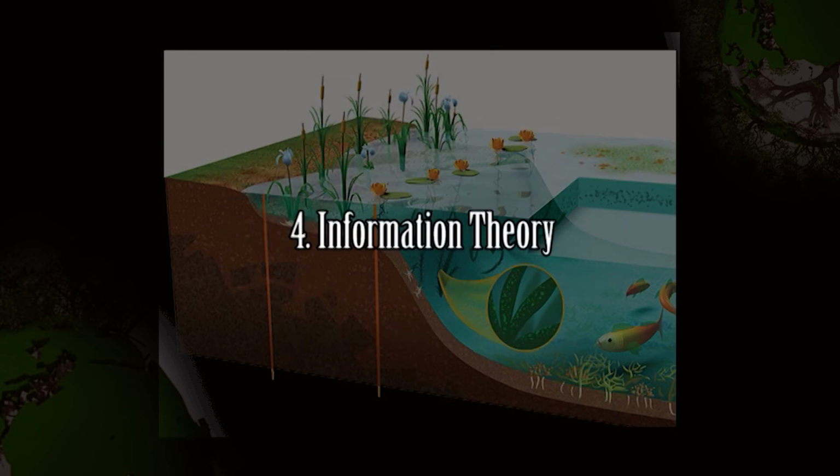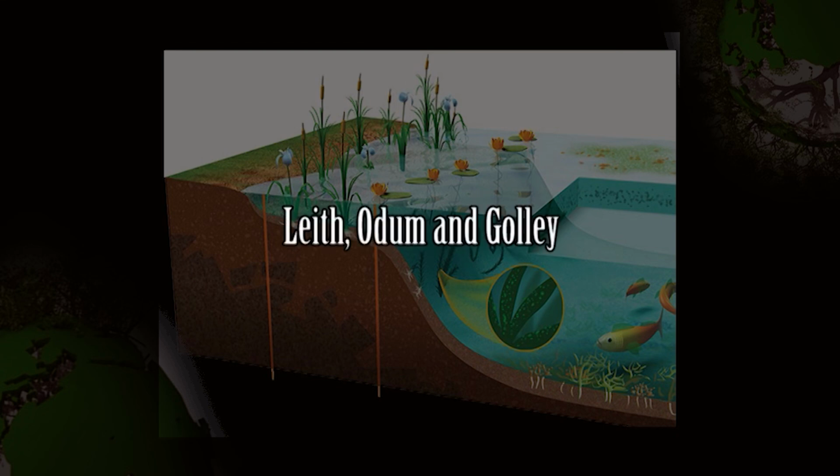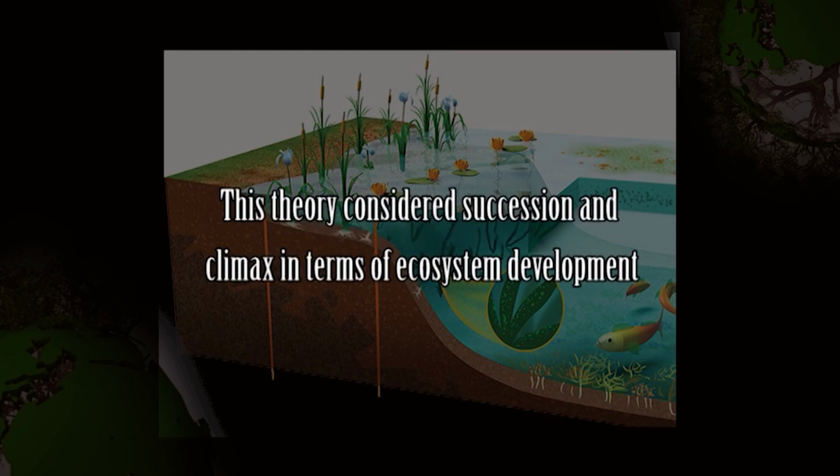This theory was proposed by Leith, Odum and Golley. This theory considered succession and climax in terms of ecosystem development. In autotrophic succession, diversity of species tends to increase with an increase in organic matter content and biomass supported by the available energy. Thus, in a climax community, the available energy and biomass, which is called information content, increases.